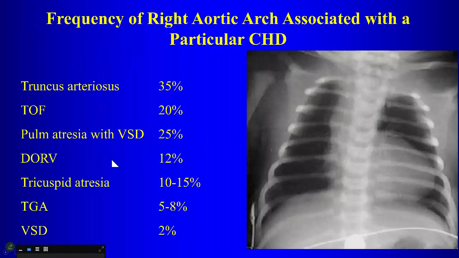Truncus arteriosus, right. Of all patients with truncus, 35% have a right arch. Of all patients with tetralogy, 20% have a right arch. These are the other ones. I've given that to you in your handout.